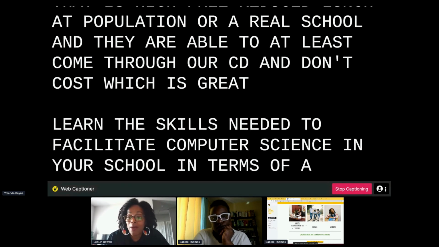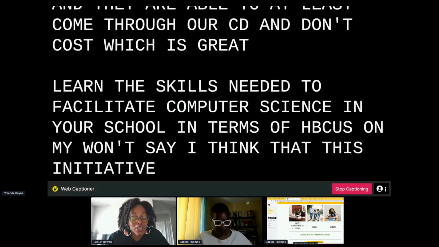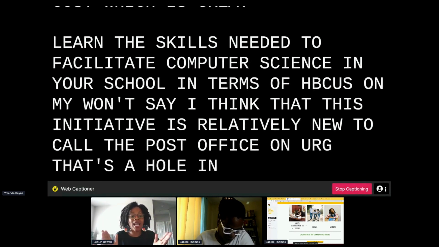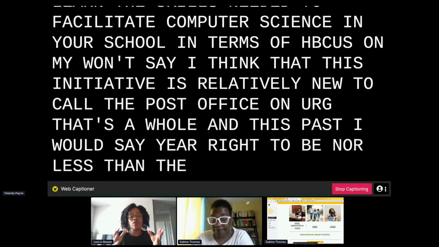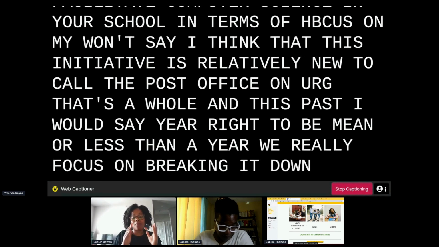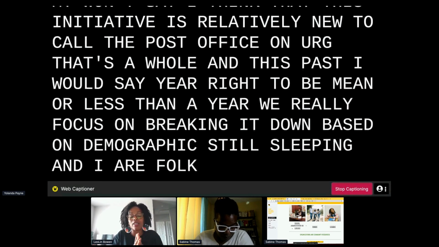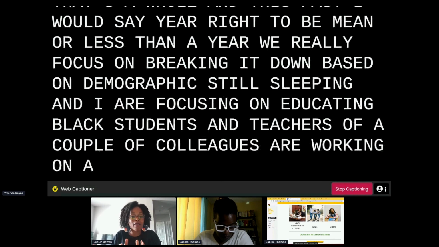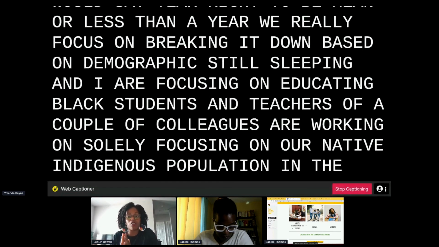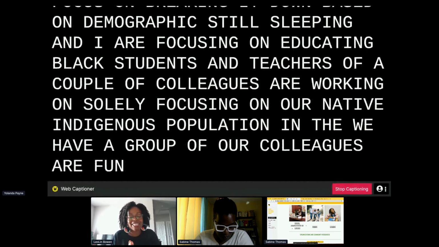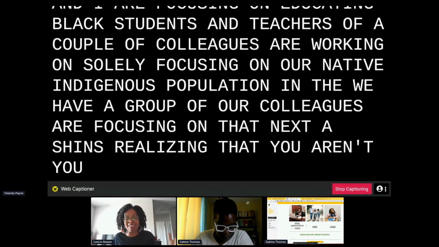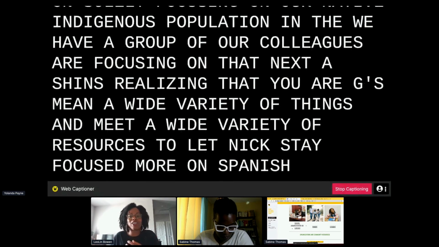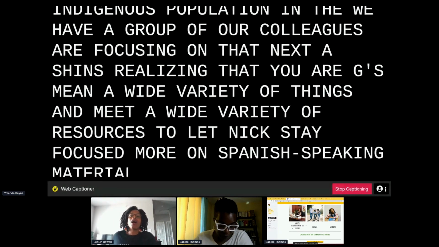In terms of HBCUs, I will say this initiative is relatively new to code.org. We've usually focused on URGs as a whole. And this past year, right, Sabine, or less than a year, we've really focused on breaking it down based on demographics. So Sabine and I are focusing on educating Black students and teachers. We have a couple of colleagues working solely on our Native Indigenous population. And then we have a group of colleagues who are focusing on Latinx populations, realizing that URGs mean a wide variety of things and need a wide variety of resources. So Latinx may need more focus on Spanish-speaking materials, whereas Black students and teachers don't use that. So that's a good question.